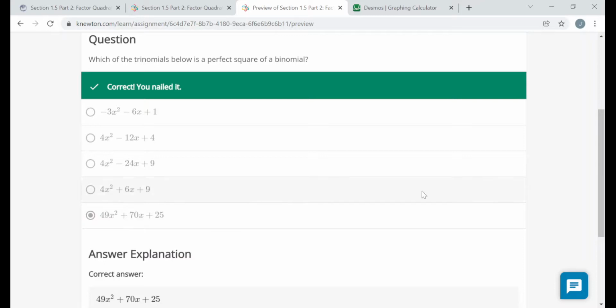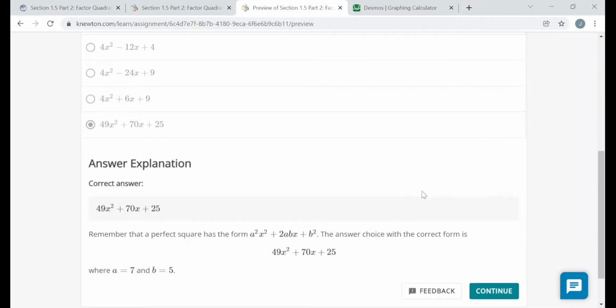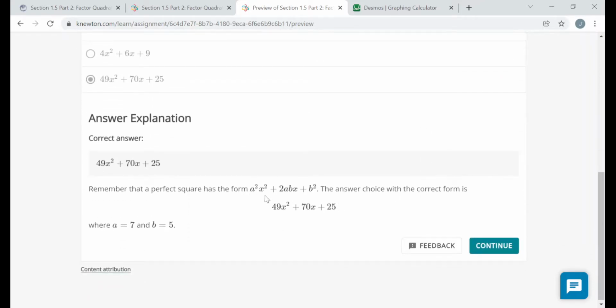Okay. Great. And again, they go through. Now they're using lowercase a's and b's. I just use capital A and B a lot. All right. Okay. Next question.